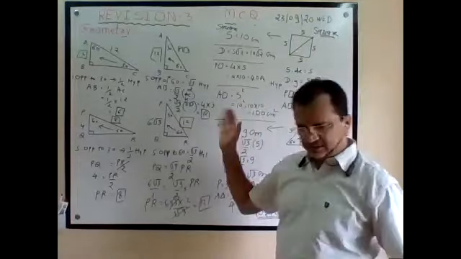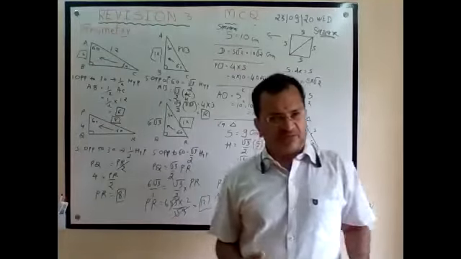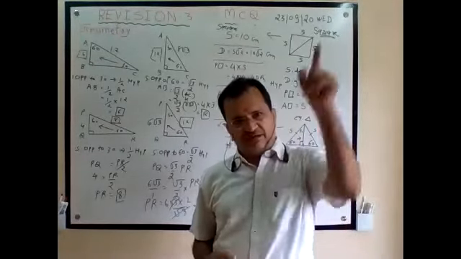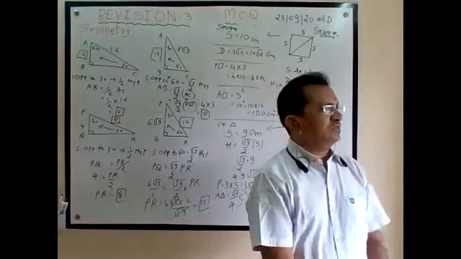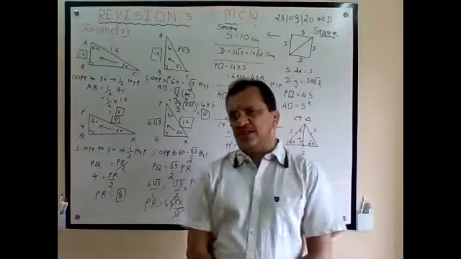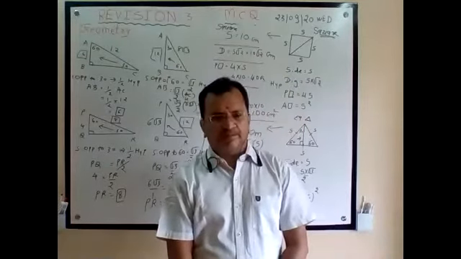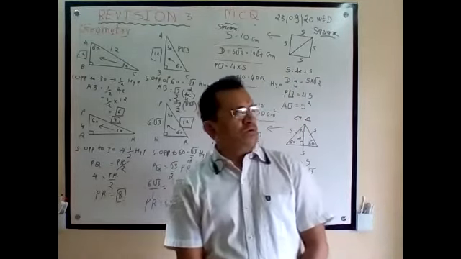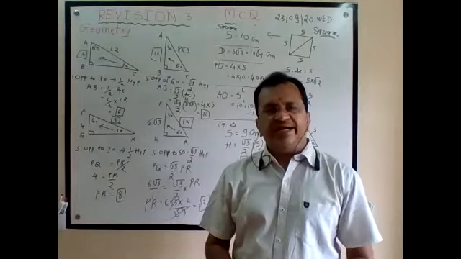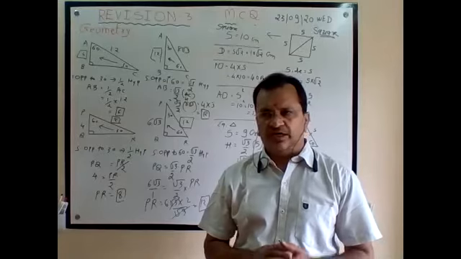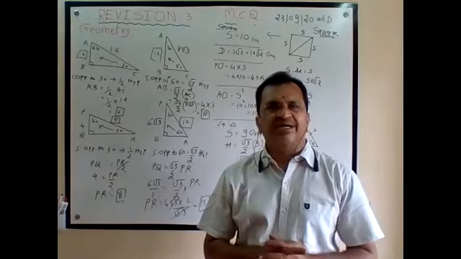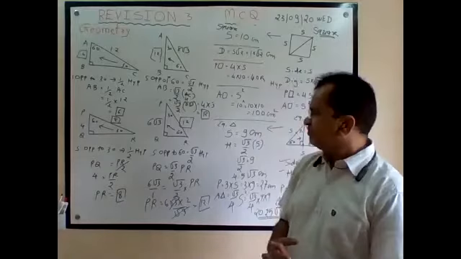When it is 45, or in a square, when you draw one diagonal, there are two isosceles right angle triangles. So side is equal to hypotenuse divided by root 2, and diagonal is equal to side into root 2.